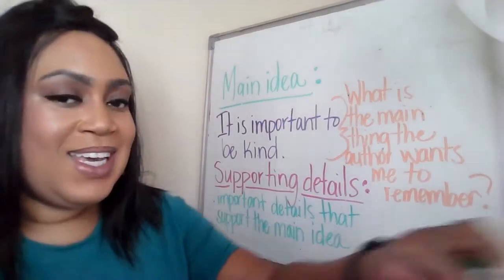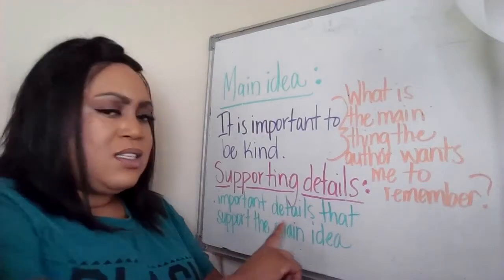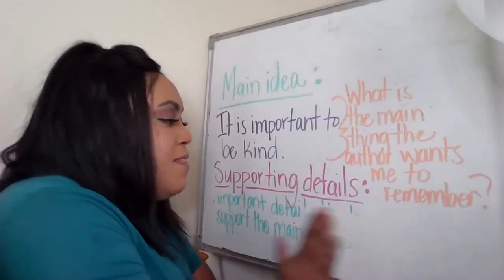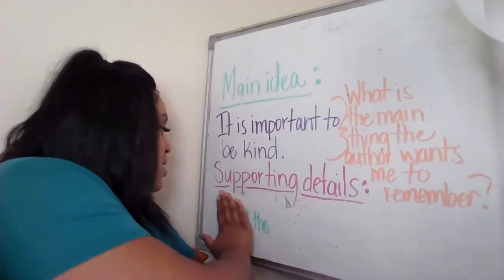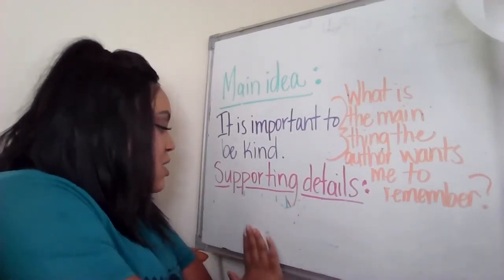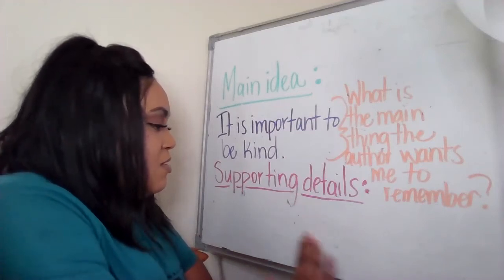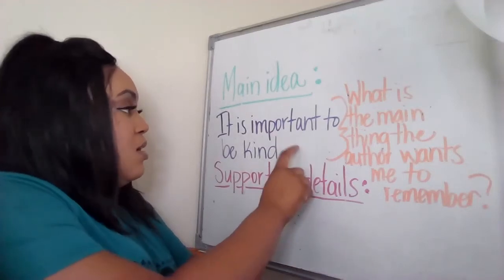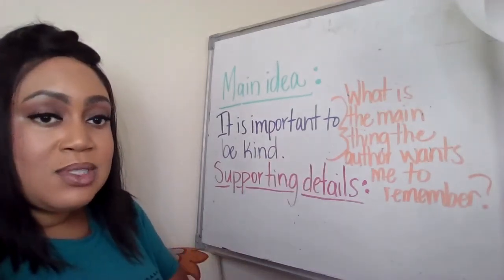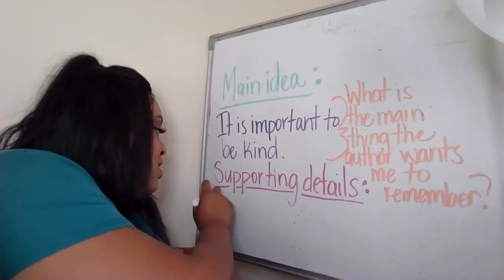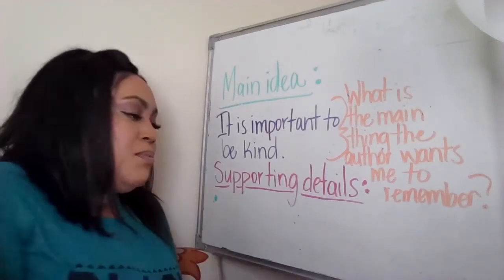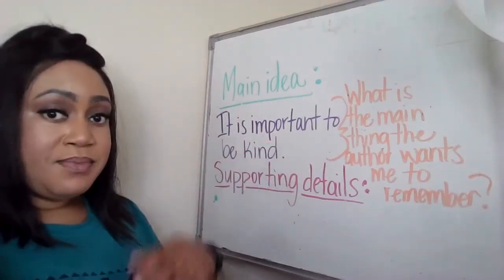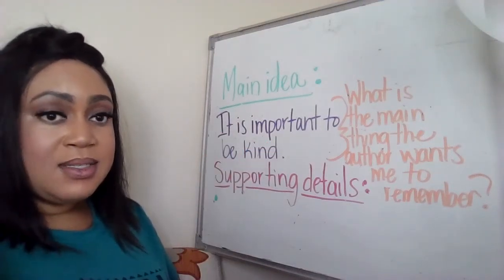So good for you. Now we need to think of some supporting details. These are details that support the main idea. So what happened in the story that shows that being kind is important? Now we have to go back to the text and look for some examples of where the author is showing that it is important to be kind. Can you think of one supporting detail from the story that supports the idea that it is important to be kind?